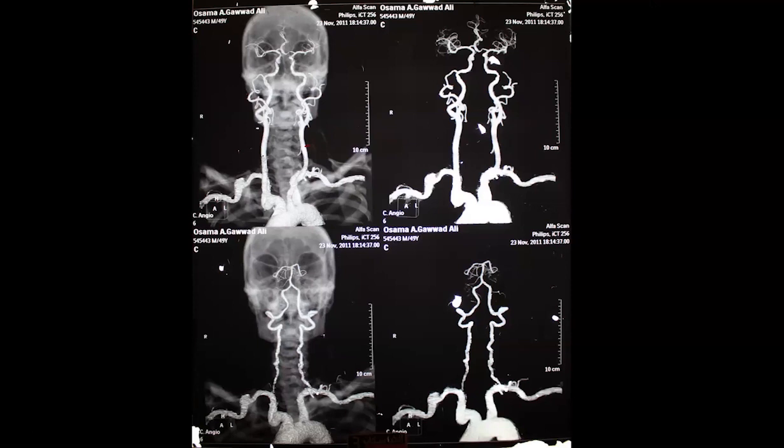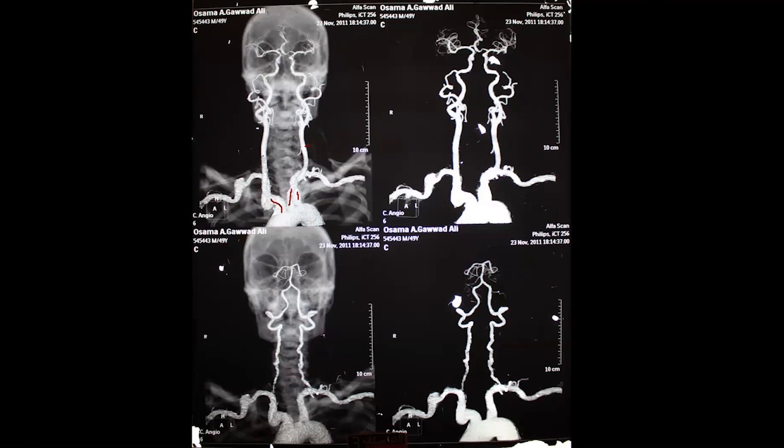This one is the right brachiocephalic. The right brachiocephalic is the right and the left. And this is the right and the left. And this is the left common carotid. This is left. Hold on for a minute.